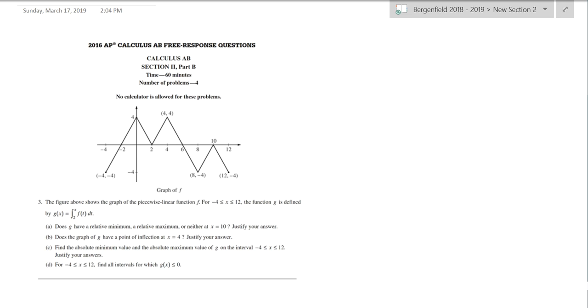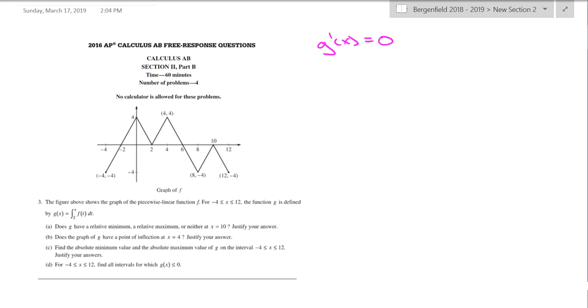Justify your answer. Okay, so if we have to find a relative minimum, of course we have to find the derivative and set it equal to 0. So the idea is we have to find g prime of x and determine where it equals 0.